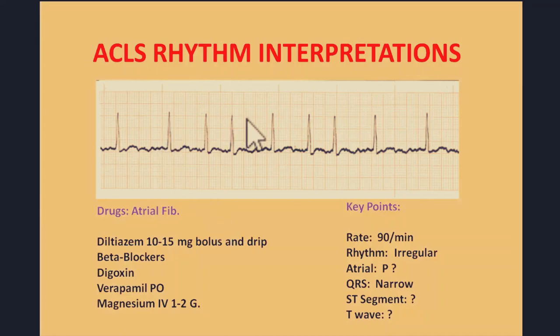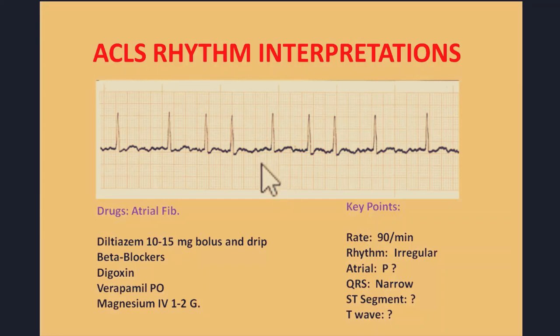If the rate was 130 or 140 or 180, then we would say atrial fibrillation with rapid ventricular response. When a patient presents with atrial fibrillation with a rapid ventricular response in the emergency room, first we need to get the rate down, then we need to work on the rhythm. Third, we need to work on the underlying causes such as heart failure or chronic lung disease. Later on, we need to determine about anticoagulation and, of course, the quality of life.